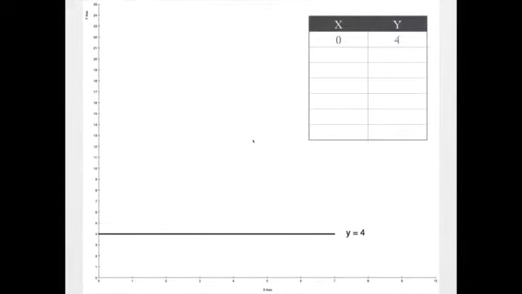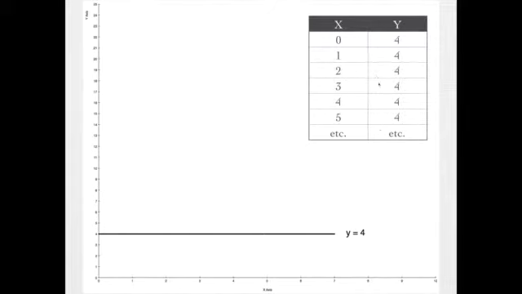So we have a horizontal line that intersects the y-axis at 4. So let's take a look at the relationship between x and y for this. So when x is equal to 0, y is equal to 4. When x is equal to 1, y is equal to 4. When x is equal to 2, y is still equal to 4. When x is equal to 3, y is equal to 4, and etc. So this does not change. Y is always equal to 4 regardless of what x equals.